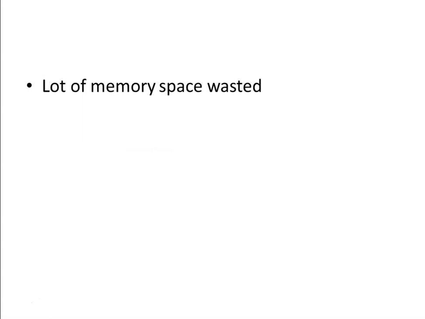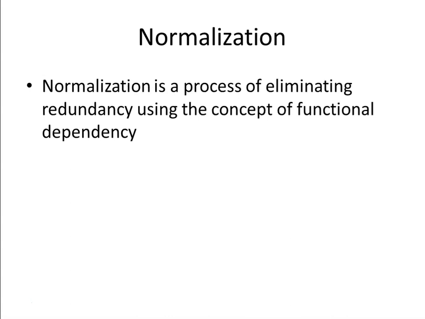So when we apply the normalization procedure, or when we do normalization for a table, basically we are trying to reduce the redundant information or redundant data that is stored in the table. Now, how do you proceed with the normalization process? Or what is this normalization? So normalization is the process of eliminating redundancy using the concept of functional dependencies.